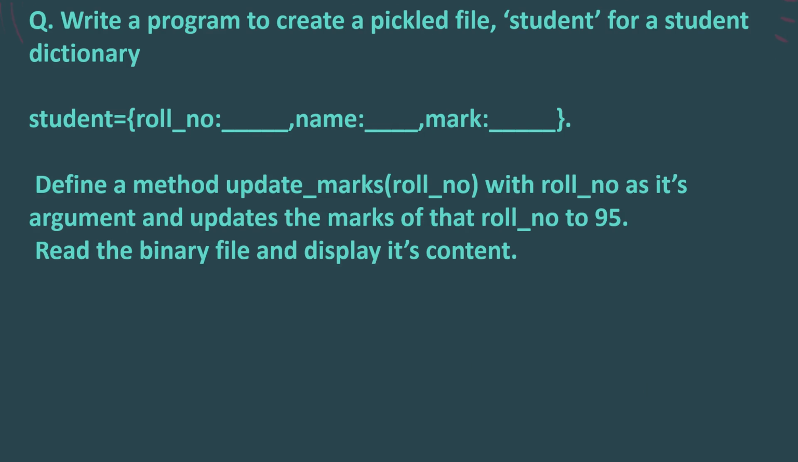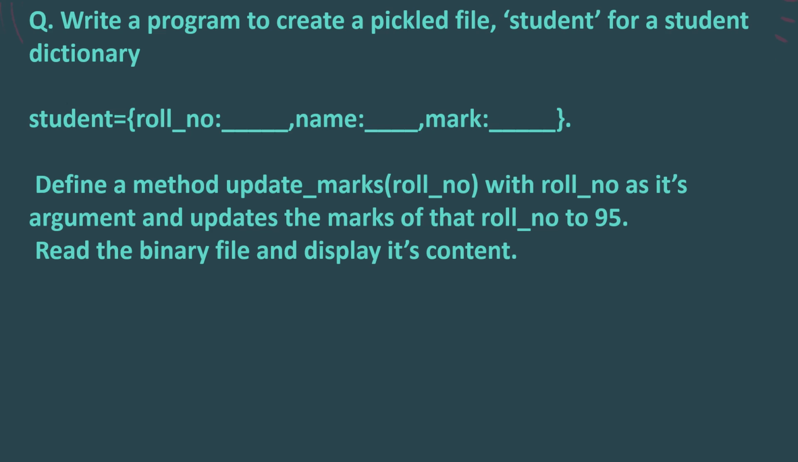Now write a program to create a pickled file student for a student dictionary. The dictionary is like this: students having roll number, name and mark. Now define a method update marks, which will take a roll number as its argument and updates the marks of that roll number to 95. Then read the binary file and display its content.